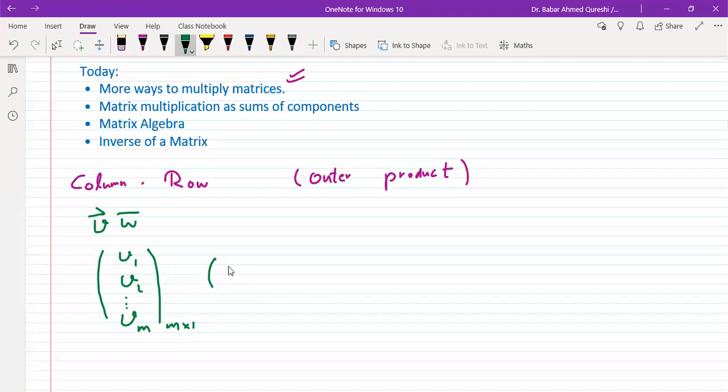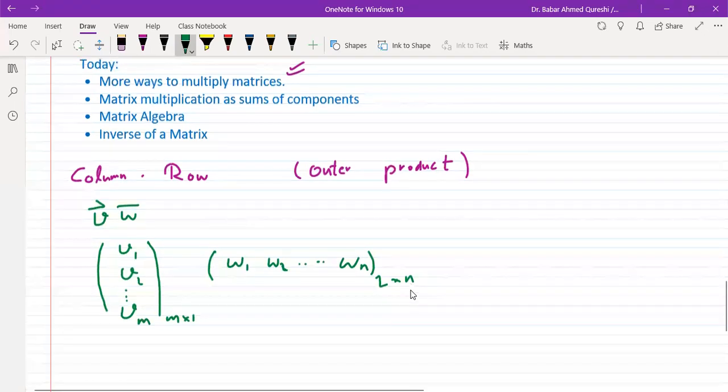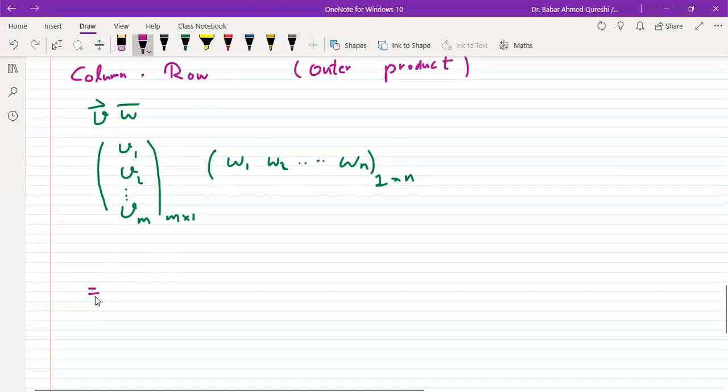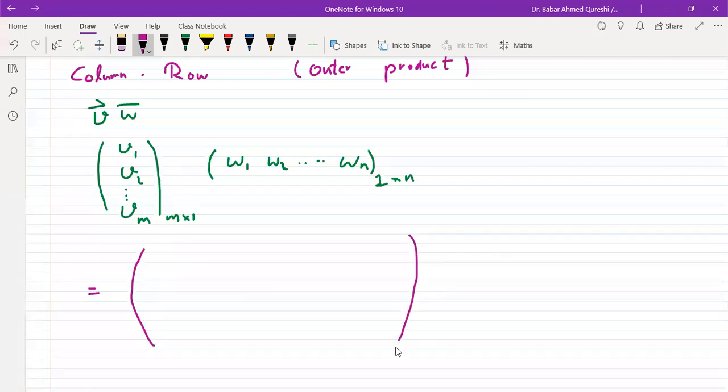And you are multiplying it with a row, which can have any number of components. This is a row, so it has one row and n columns. Since these two numbers match, we can still multiply them. And if I use the rules of matrix multiplication, I can do it in many ways.